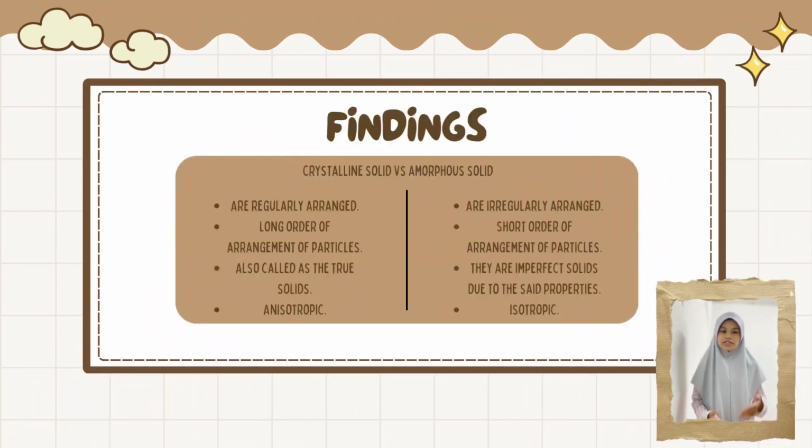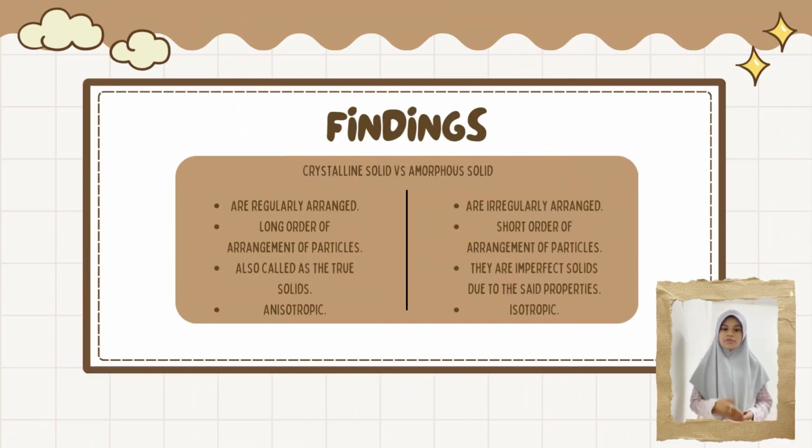Crystalline solids have properties such as being regularly arranged, having a long-range order of arrangement of particles, and they are called the true solids. This is said because they hold the true properties, and they are also anisotropic, which means they have different physical properties in different directions.